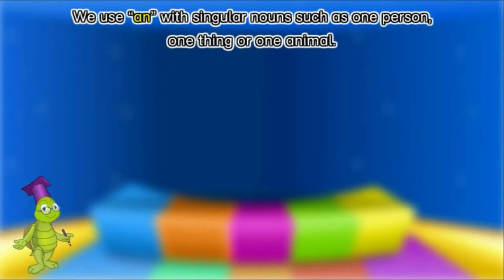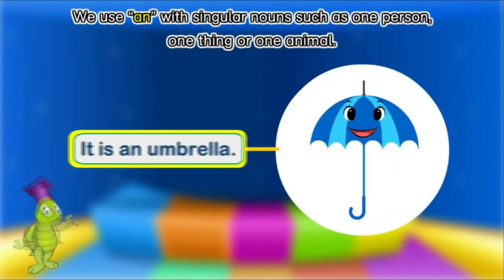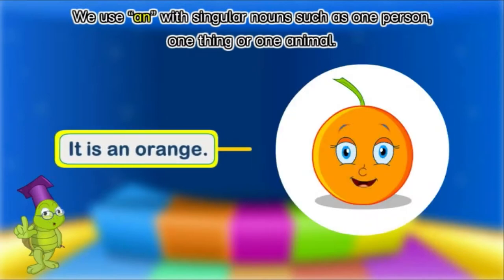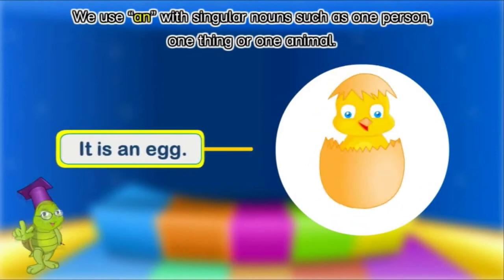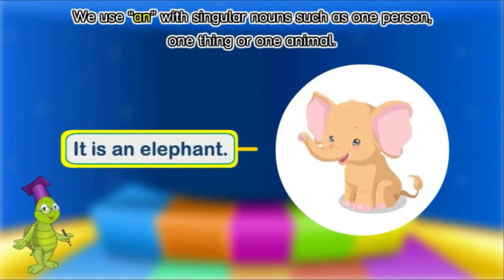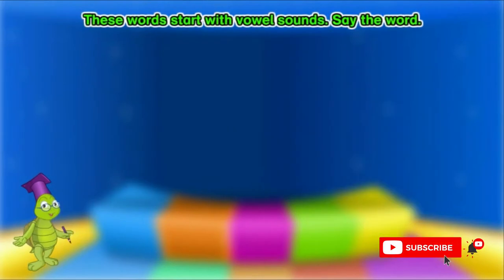We use an with singular nouns such as one person, one thing, or one animal. It is an apple. It is an umbrella. It is an orange. It is an egg. It is an elephant. These words start with vowel sounds.